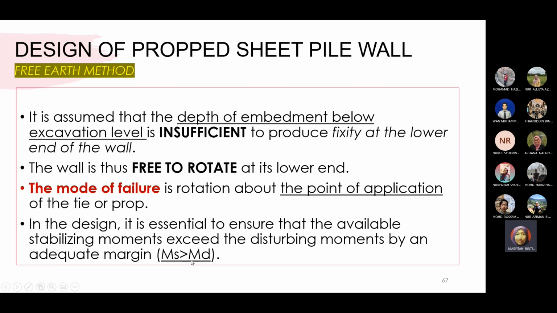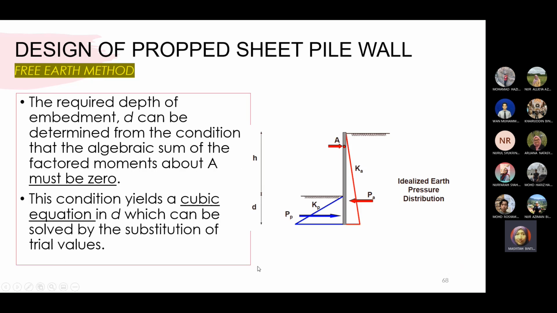S tu apa? D tu apa? D is the disturbing moment, S adalah stabilizing moment. Of course, bila kita nak design, kita nak yang stabilizing moment lebih tinggi lah daripada disturbing moment kan. Kalau tak, failure boleh berlaku. So, what is the required depth and H?